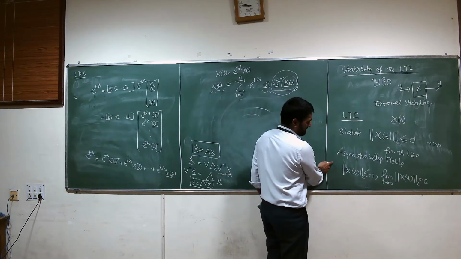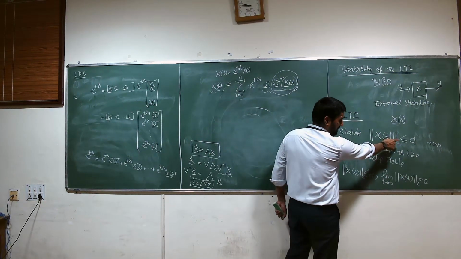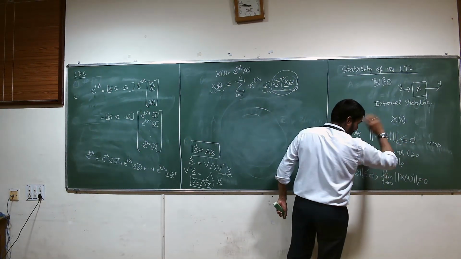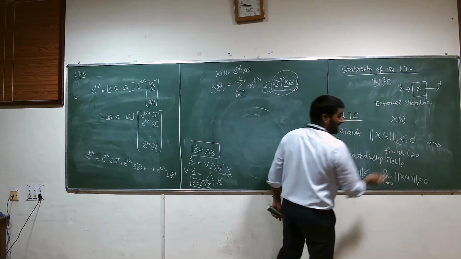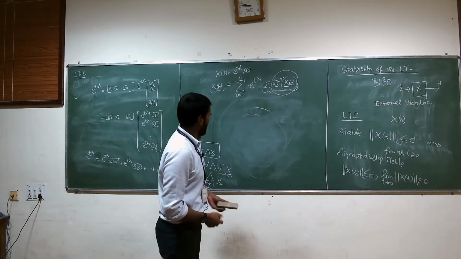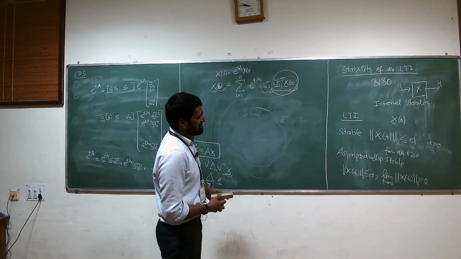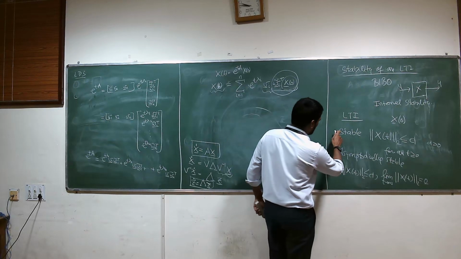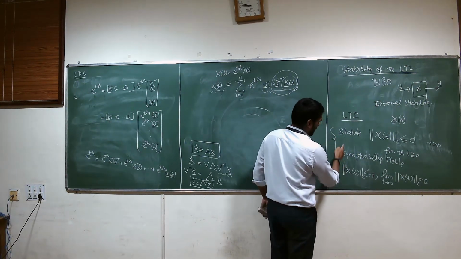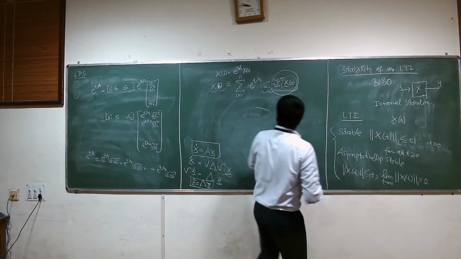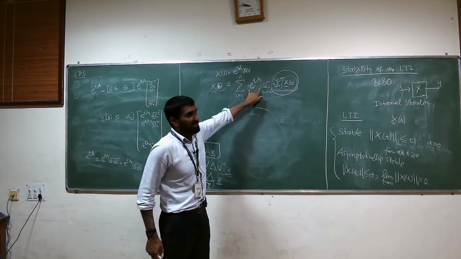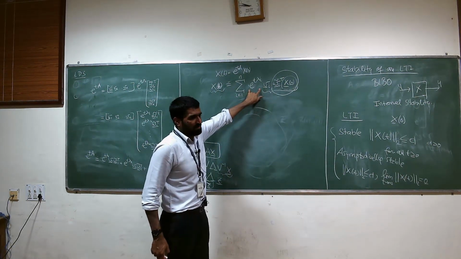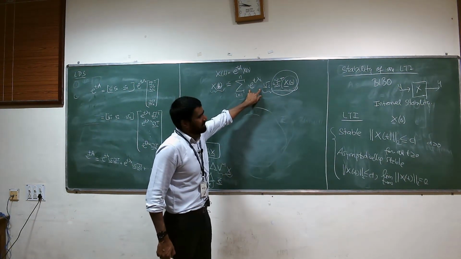If neither of these is satisfied, and if you cannot bound it by a sphere of finite radius, then it's unstable. Okay. Now it should be fairly easy to see how these would be related to this.